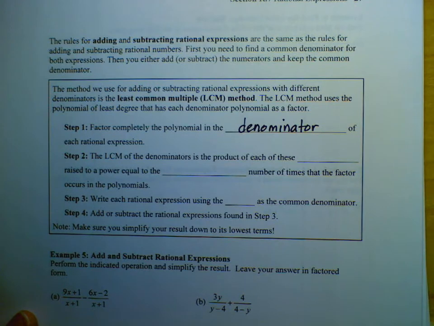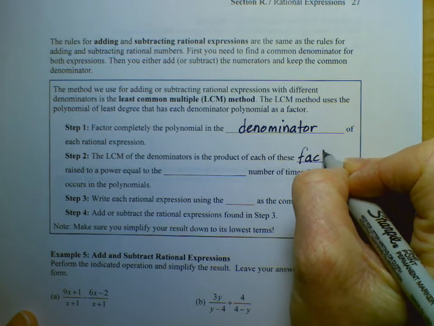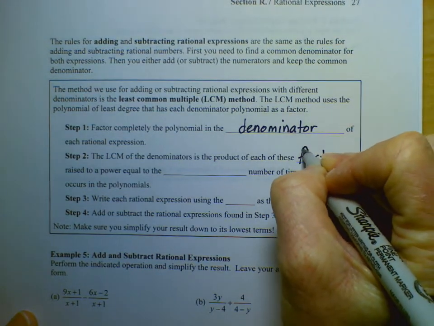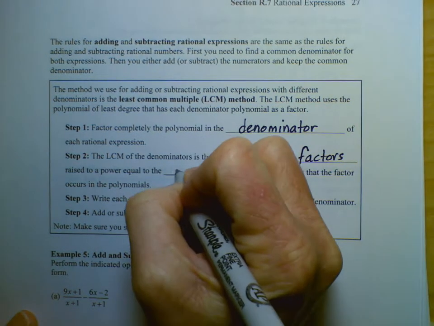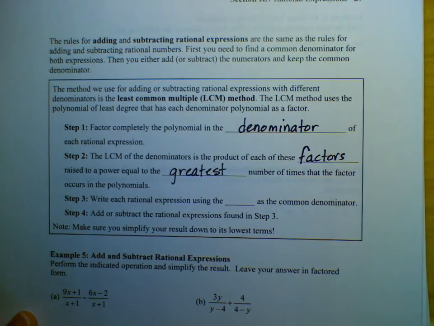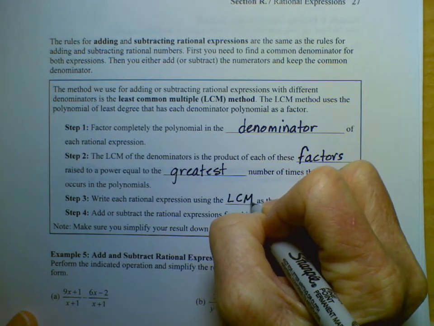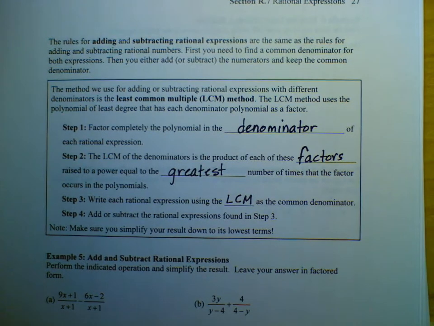The least common multiple of the denominators is the product of each of these factors raised to a power equal to the greatest number of times that the factor occurs in the polynomials. Write each rational expression using the least common multiple as the common denominator, and then add or subtract the rational expressions found in step 3. Make sure you simplify your results down to lowest terms, as always.